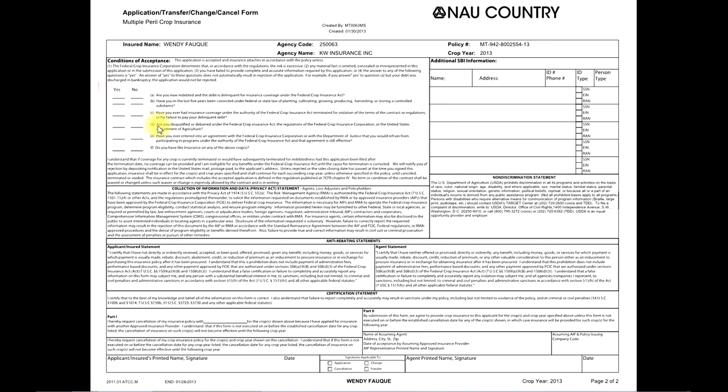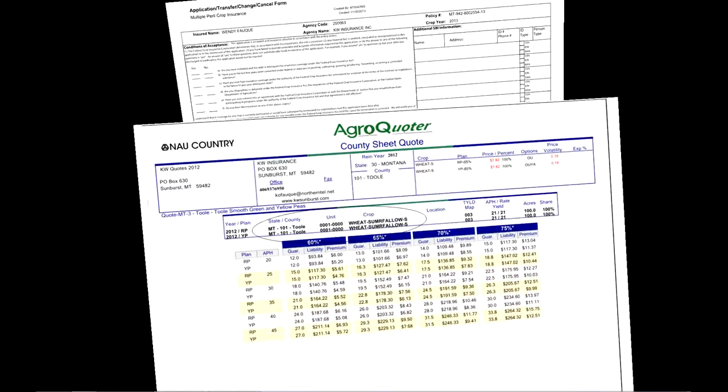Just go through these, and make sure that you don't fall into any of these categories, which you shouldn't. One of them would be, do you have any like insurance on the above crops? That means, do you have another federal crop policy for the same land somewhere for these crops? You can't double insure anything, so that is what that question pertains to.